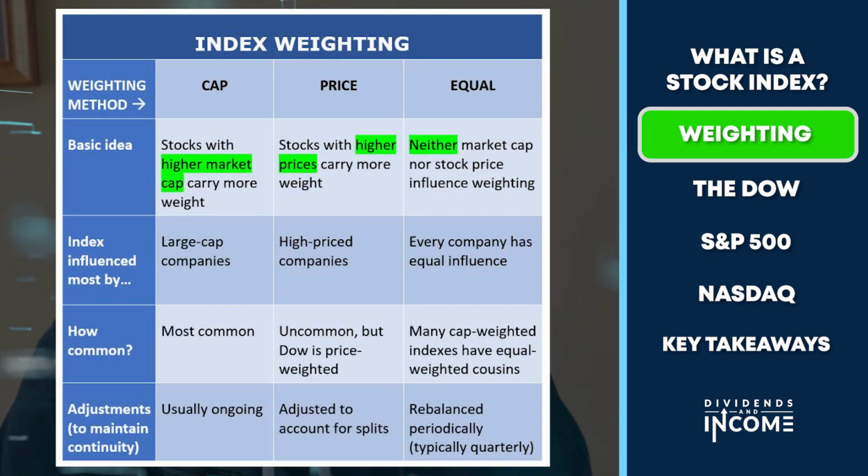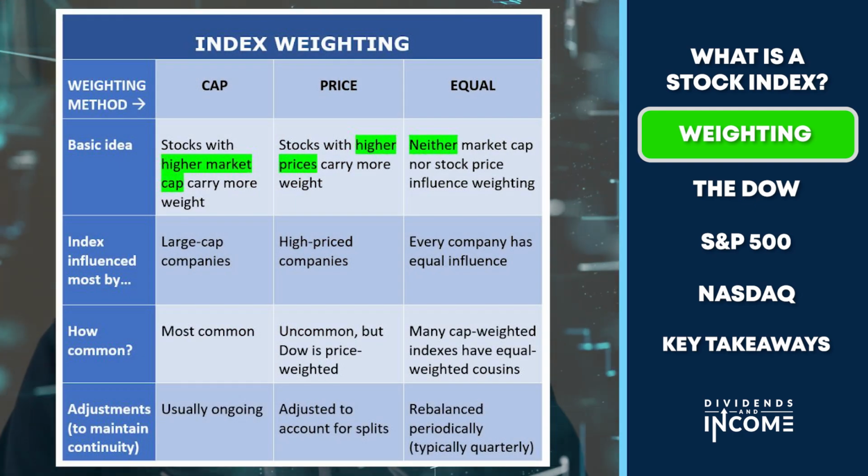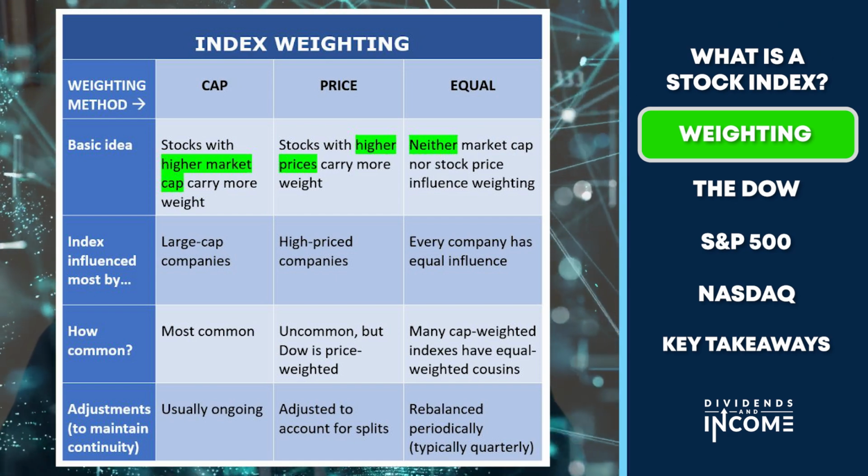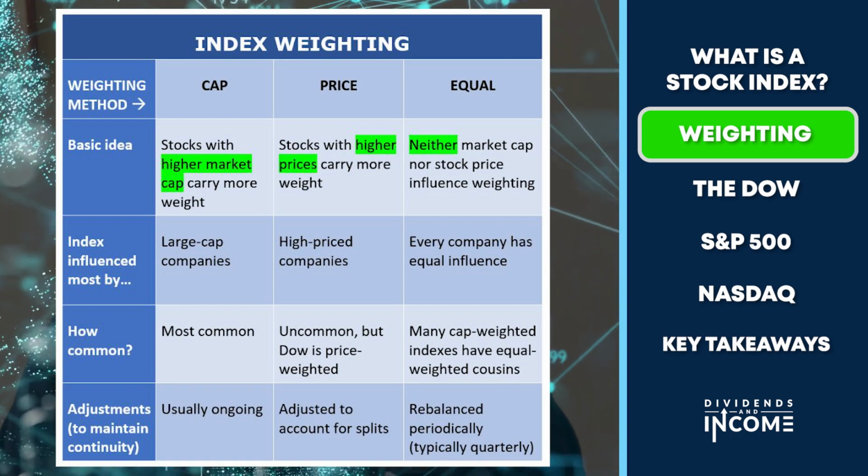Let's talk about index weighting. Weighting refers to how the stocks in an index are proportioned in relation to each other. This is an important topic. The larger the weight of the company in an index, the more impact each price movement in each stock has on the index. This display shows the common methods of weighting stocks in an index. They are called cap or capitalization weighting, price weighting, and equal weighting.